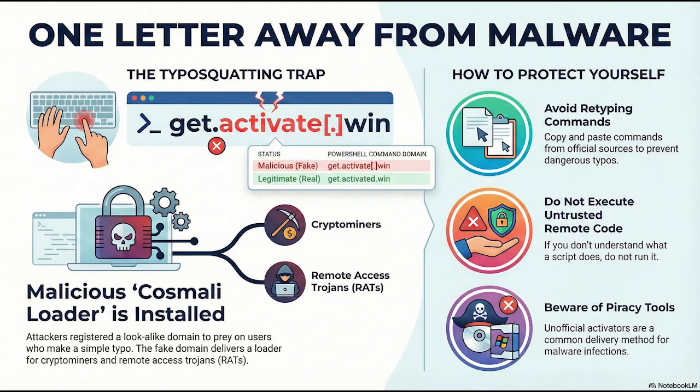The legitimate domain that the instructions for MAS point to is a specific URL. And the sources confirm that legitimate domain name, which users were supposed to use, was get.activated.win. Note that right there in the middle, activated. Right. And the malicious copycat domain was incredibly close. Get.activate, no d, .win. It's just one letter. One single letter. The entire attack hinged on users mistyping or just carelessly omitting that one character.